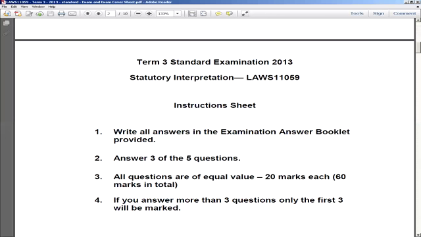Question 1 is a problem question. It's about 4 or 5 paragraphs long. It says you are working for the Department of Public Prosecutions, and you have to, having regard to that role, deal with a number of factual scenarios, obviously based upon statutory interpretation, and analyse those in terms of case law.